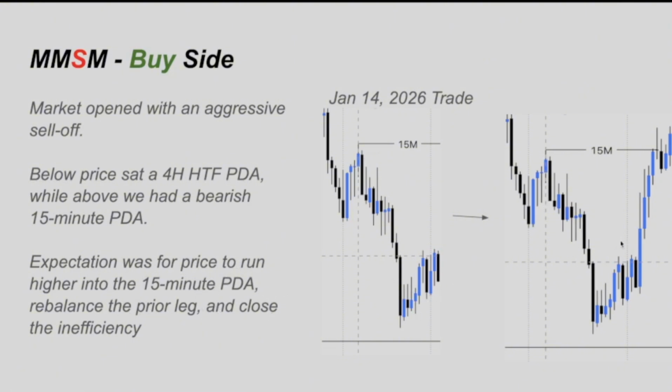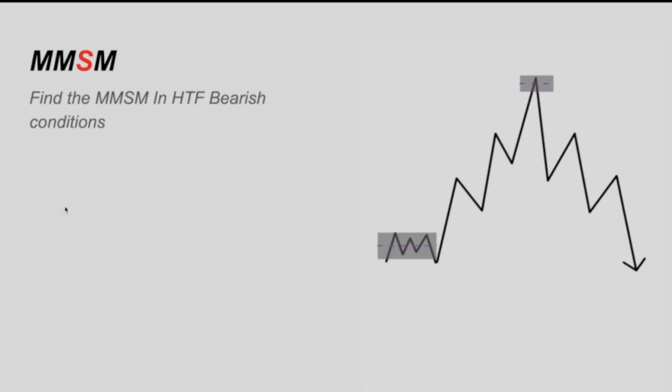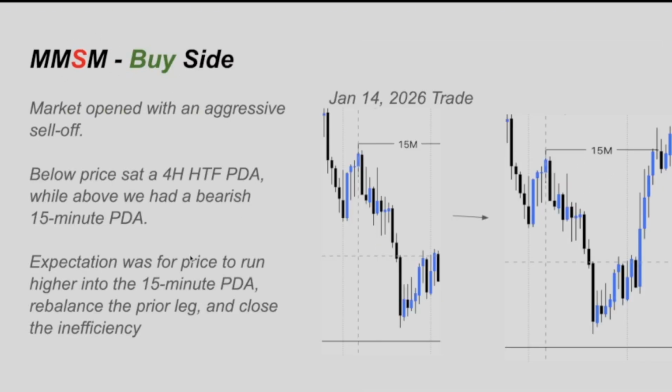So this would be the buy side. Hold up, let's go back. The buy side, right, of the market maker sell model. What we want to see on the buy side is basically just a rebalancing of a leg, right? Some people got caught in this trade right here. This little 1007, I believe, was short, right? I didn't really take this short right because we haven't really rebalanced anything. We were just going down and down and down.